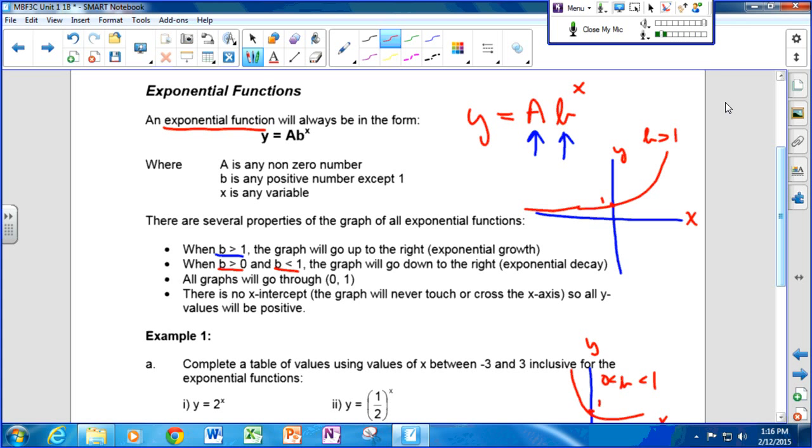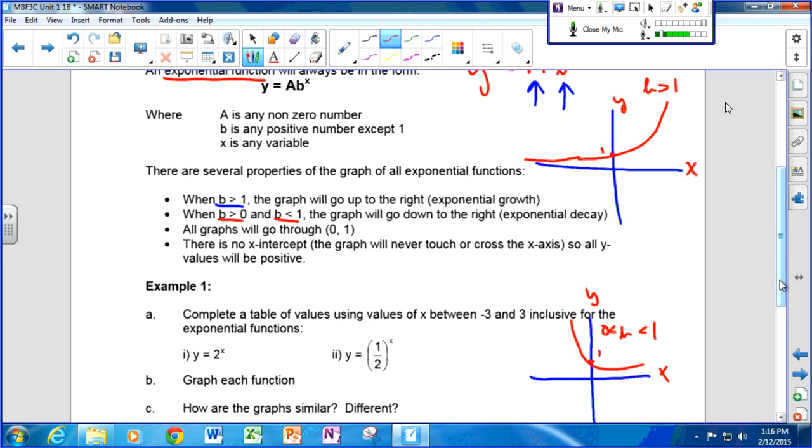If b is equal to 1, then we're not going to have an exponential function. It'll just be a straight line. Okay, so this is exponential growth. It's called exponential growth.